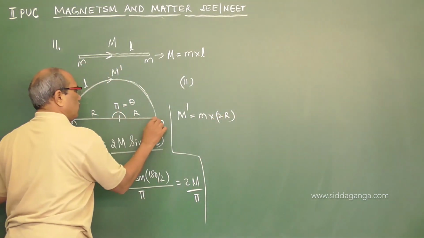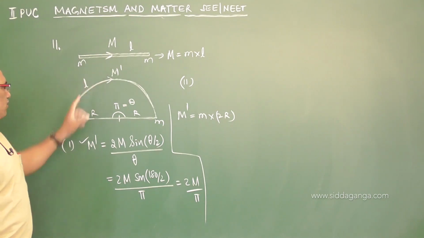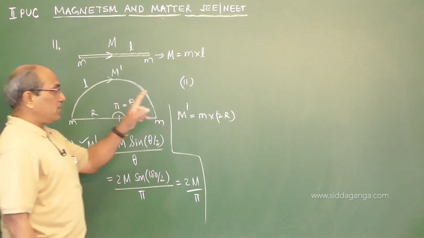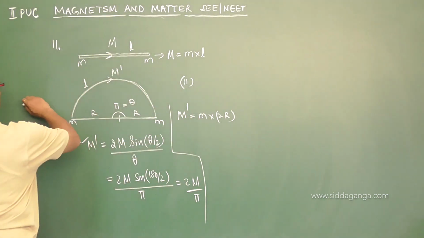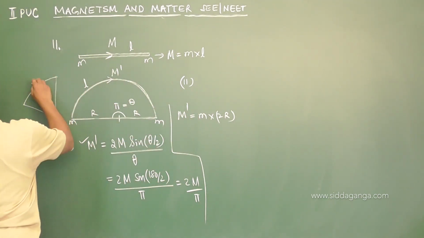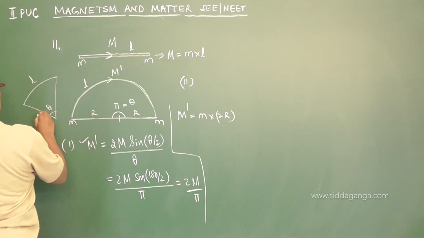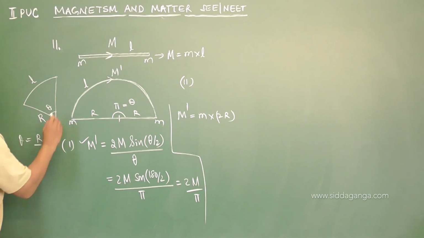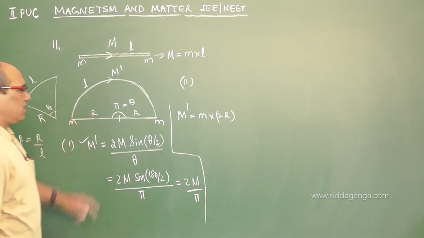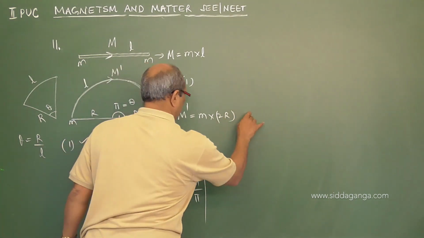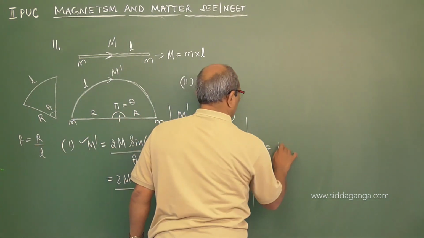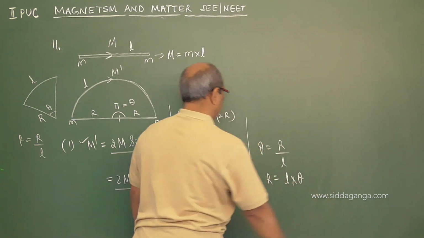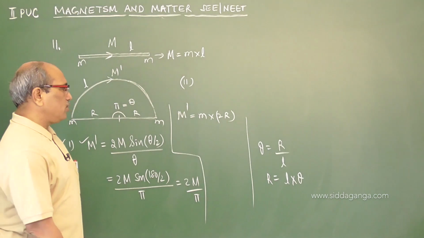Because this is the effective length, forget about effective length being 2r. Pole strength is m, so we have to get r. In the case of the arc, if you have the arc length L, this is theta and this is r, how do you define it? Theta is equal to arc length by radius, so r is equal to L into theta.